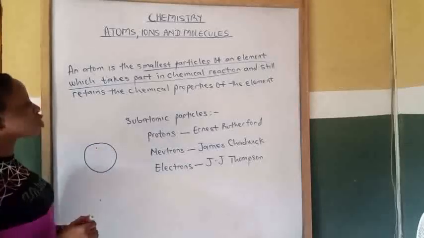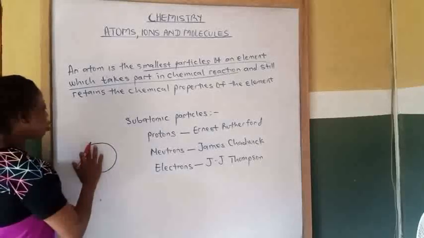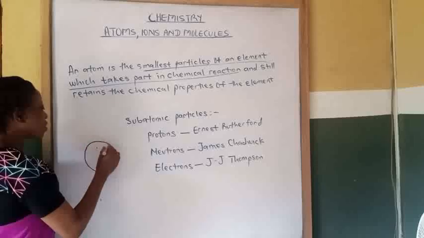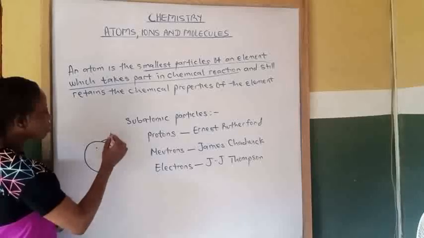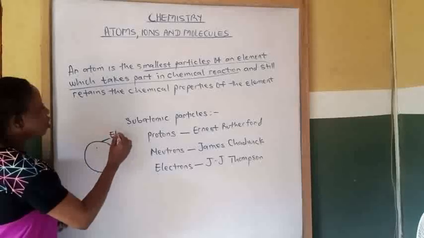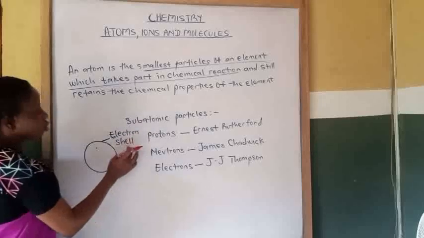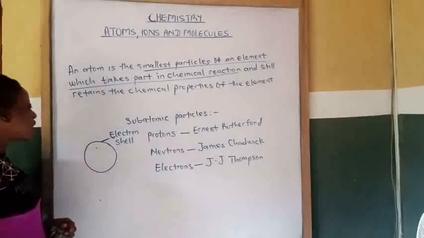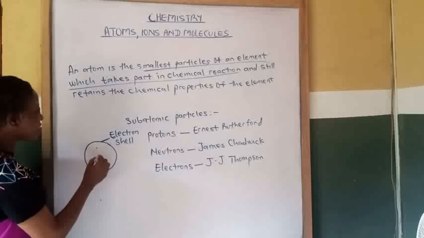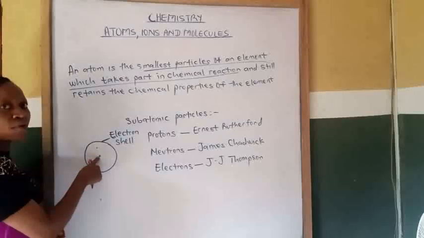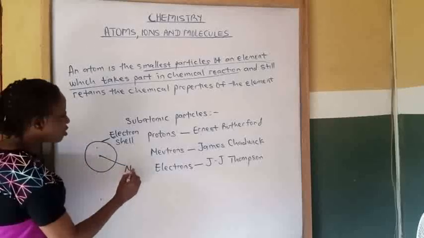Then we represent the structure of an atom by a circle. In mathematics we call it a circle, but in chemistry we call it an electron shell. It is not a circle in chemistry. We call the center of a circle, in chemistry, the nucleus.